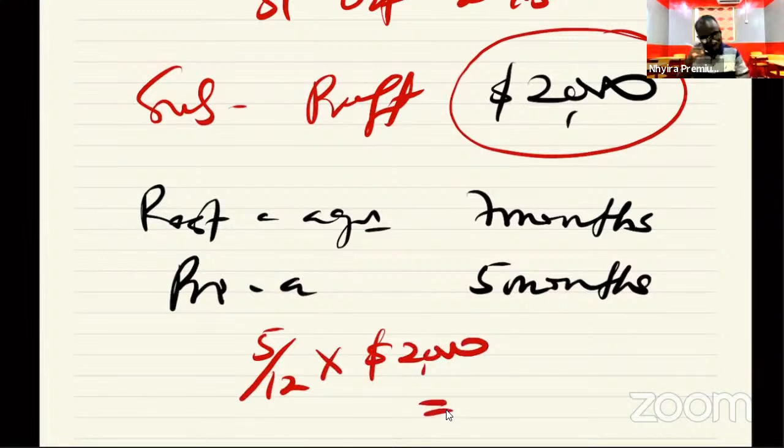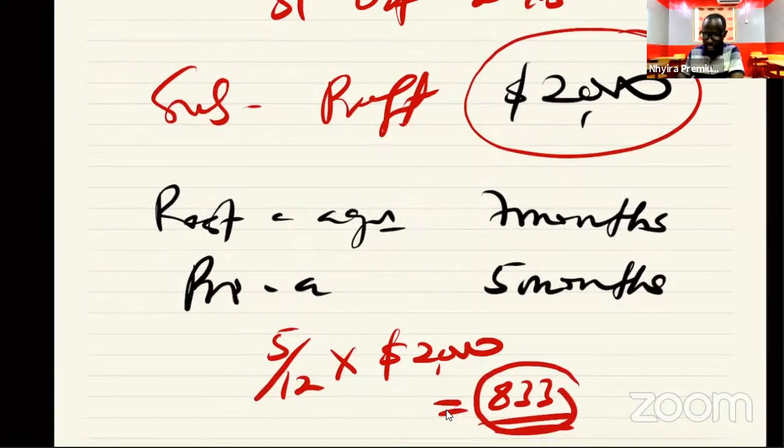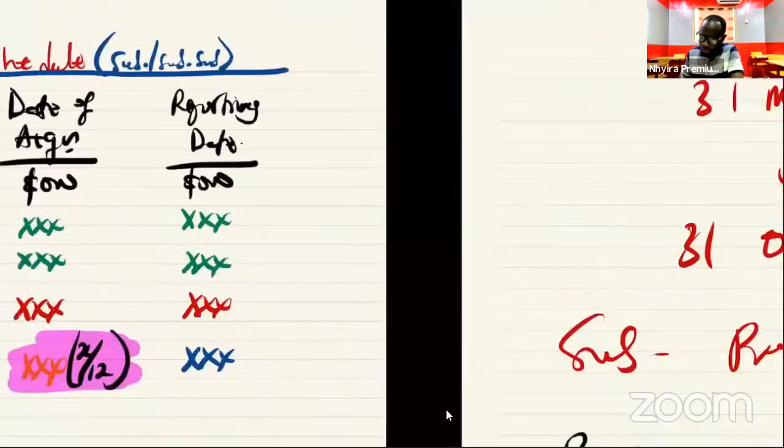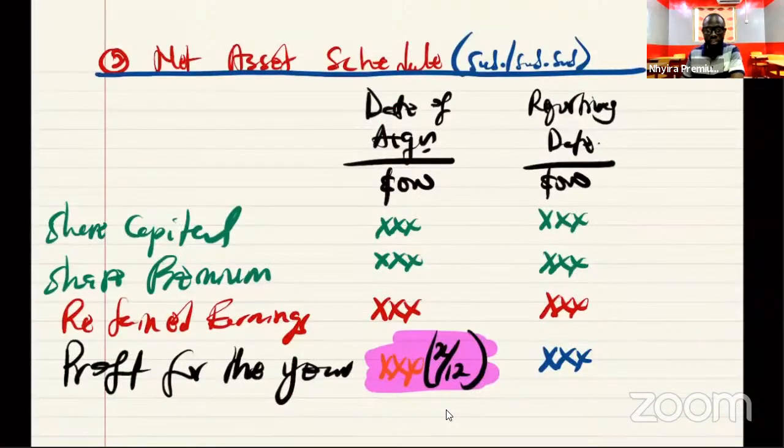What do I have? 5 over 12 times $2,000. I'm getting 833. Can someone confirm for me as well? 833. So this 833 is what goes to the year start, date of acquisition. Then the whole amount of 2,000 goes to the reporting date. So that's what we are talking about here.